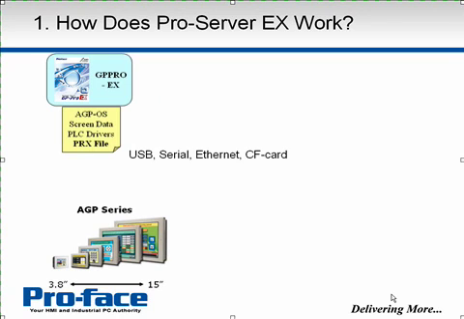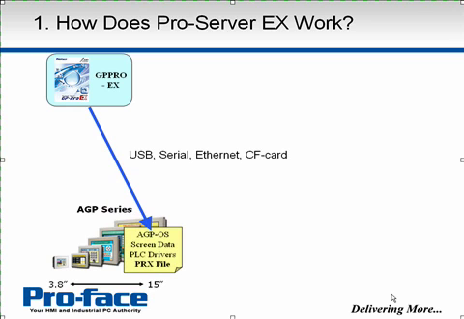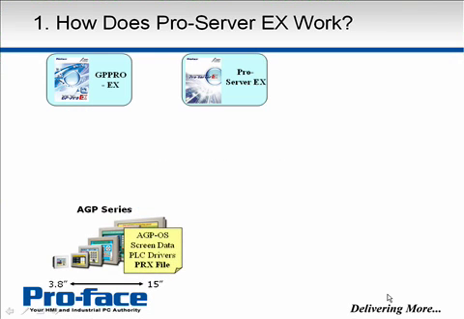Using USB, serial, Ethernet, CF card, etc., you can transfer that project file into those HMIs. ProServerEX can then be used to generate the network functionality for those HMIs, and will generate a separate project file that sits on top of or alongside the existing GPProEX PRX file in those HMIs.